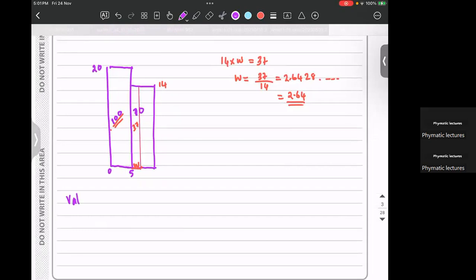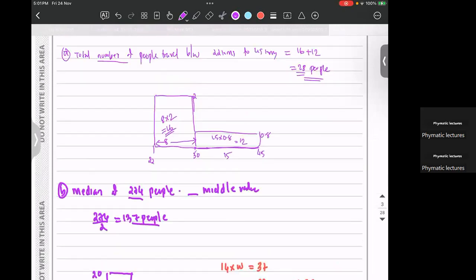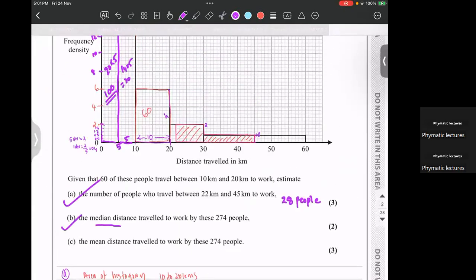So therefore, what is the value that corresponds to 137? This is already 5, so 5 plus this width of 2.64 is 7.64 kilometers. So what is the median? Median value is 7.64. So the median distance traveled to work by these 274 people is 7.64 kilometers.